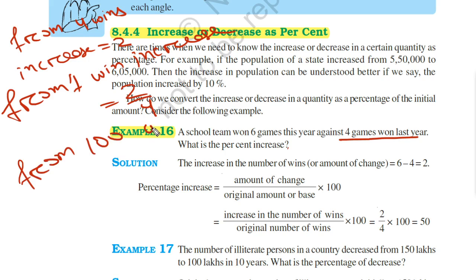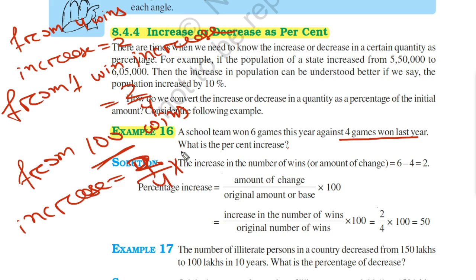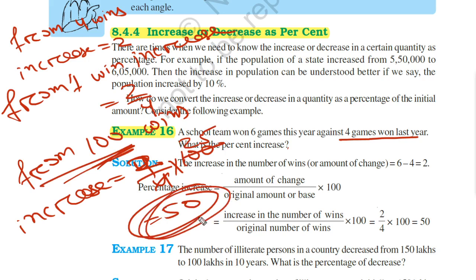From 100 wins, that means we are comparing with 100, the increase will be equal to 2 upon 4 into 100. Now you can cancel it, so it will be equal to 50. That means from 100 wins, the increase will be 50. So the percentage of increase will be 50%. So this is the way we can try through the unitary method also.